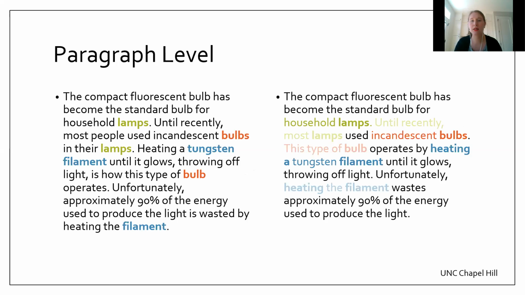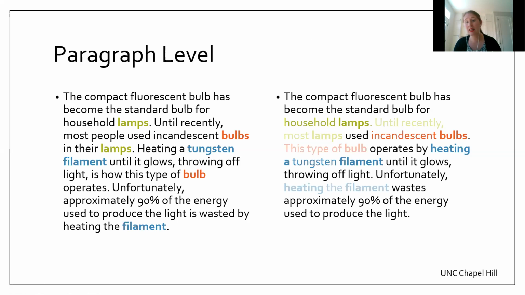The compact fluorescent bulb has become the standard bulb for household lamps. Until recently, most lamps used incandescent bulbs. This type of bulb operates by heating a tungsten filament until it glows, throwing off light. Unfortunately, heating the filament wastes approximately 90%.